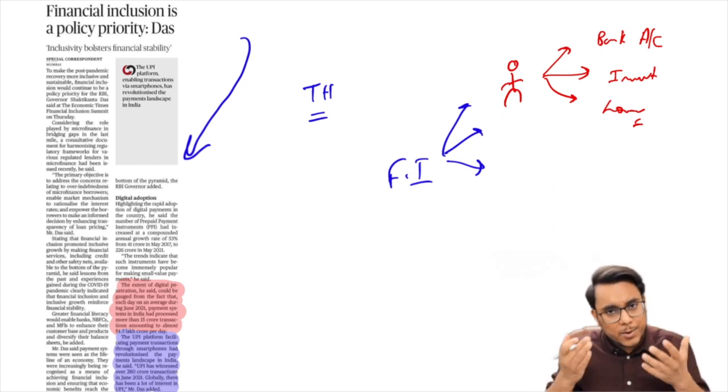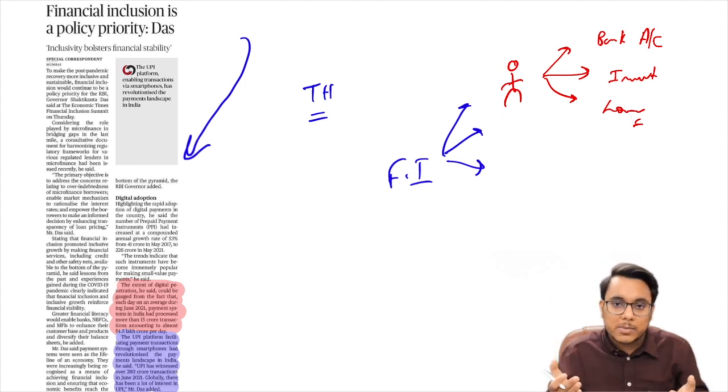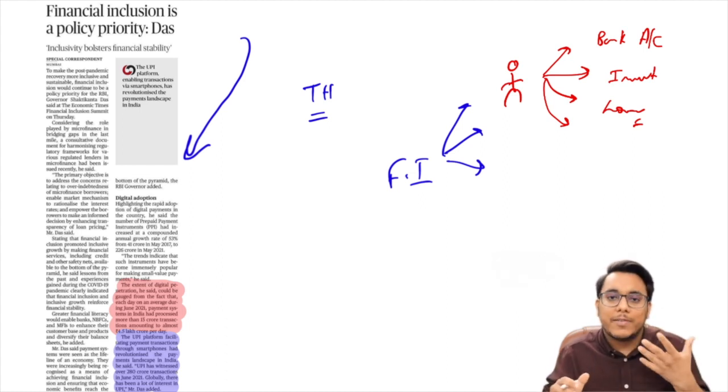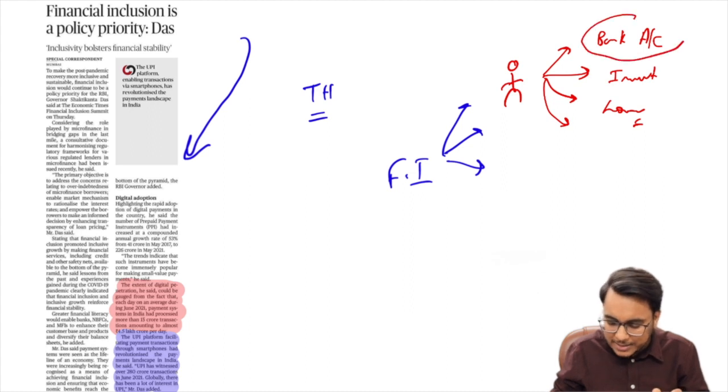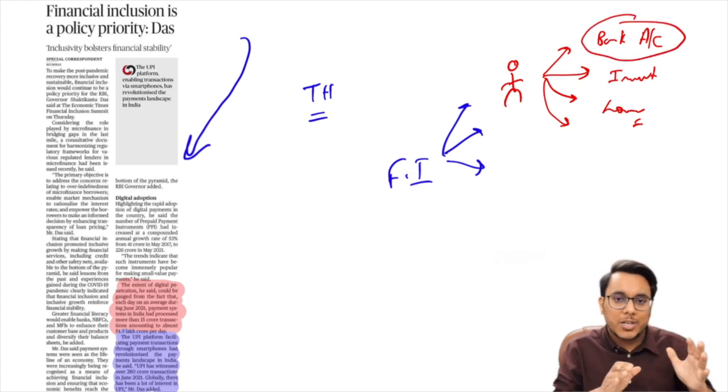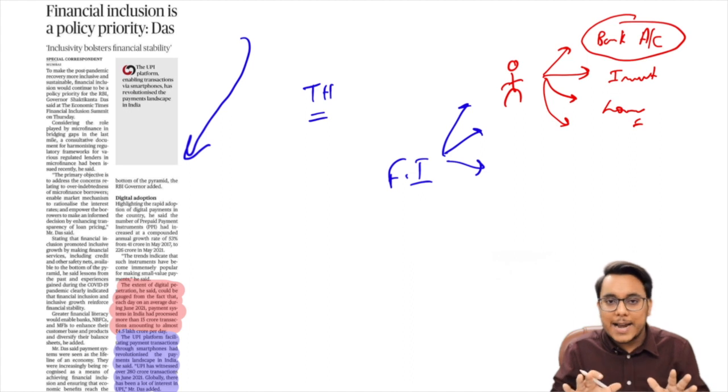Fine. So you having a bank account, having investment opportunity, having loans, having access to insurance, health insurance, etc. If such things are there, you are financially included. Most of the time, guys, we consider that just having a bank account is financial inclusion. Okay, so this is the idea of financial inclusion.